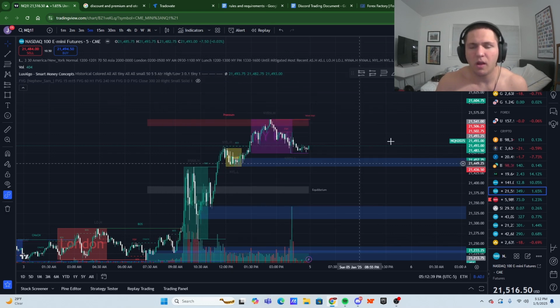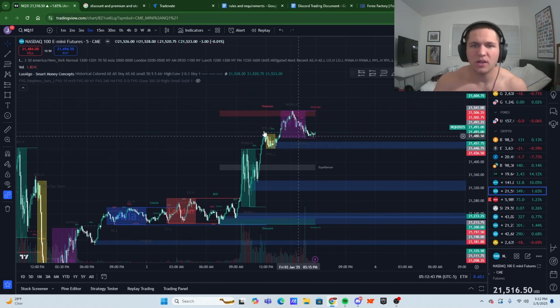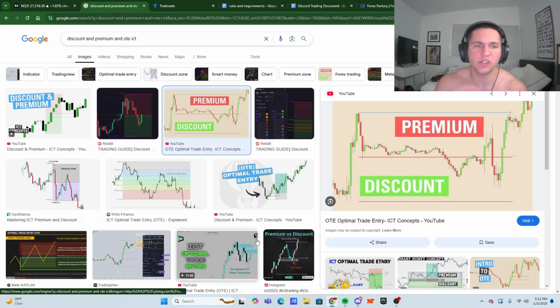SMC Lux Algo. So as you can see, there's three boxes. There's a red one that says premium. There's a gray one that says equilibrium. And there's a green one that says discount. So here we have premium, discount, all these pictures. But what does this mean?